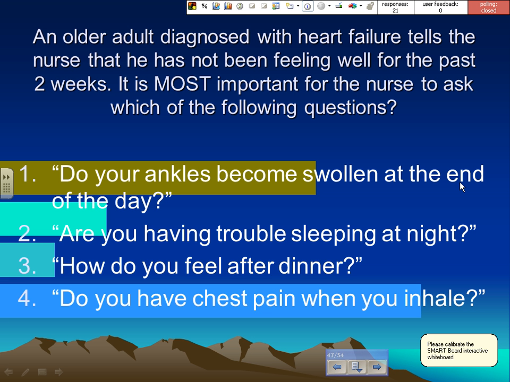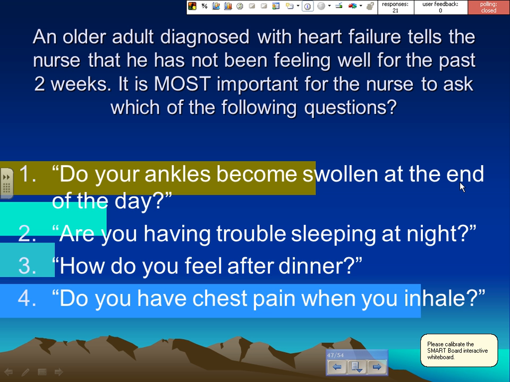So now we're looking at, do your ankles become swollen or are you having trouble sleeping at night? What does number 1 tell you? He's got right-sided heart failure, but again, we don't know that from the picture. But I would imagine that if you asked 100 patients that have a diagnosis of congestive heart failure, 99.9% of them would say, yeah, my ankles get swollen at the end of the day. They're usually having peripheral edema. Most patients with congestive heart failure are going to have some peripheral edema.